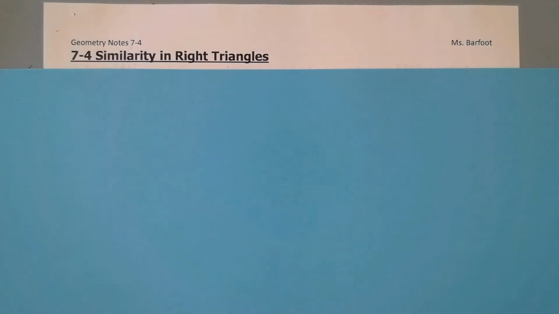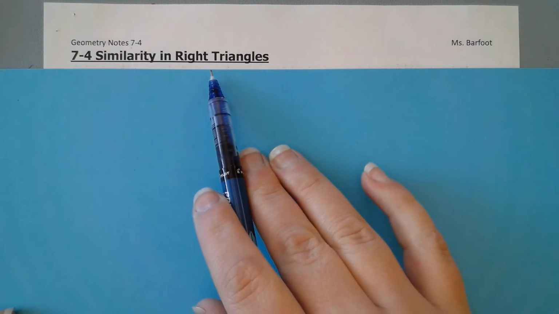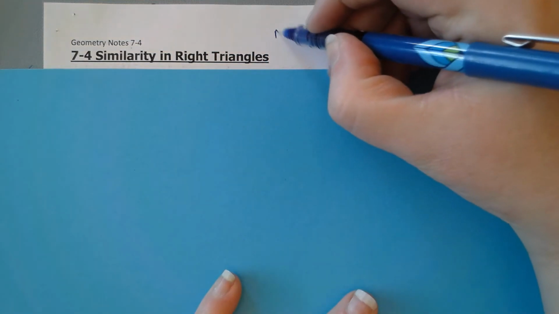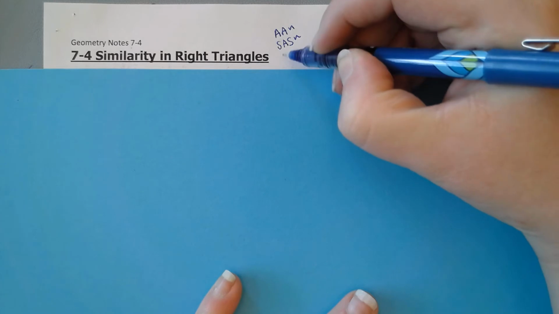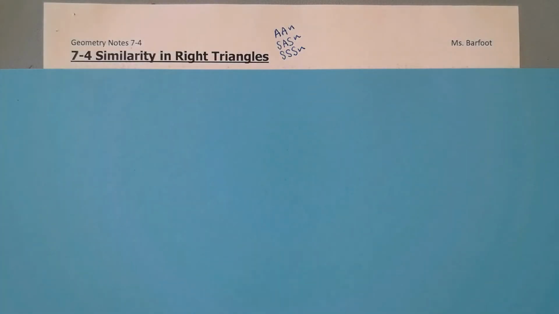Alright guys, in this lesson we're going to talk about section 7.4, which is similarity in right triangles. Now in section 7.3 we talked about similarity in normal triangles and those shortcuts, which were AA, SAS, and SSS. But today we're going to talk about what specifically happens if my triangles are right triangles. Because as we've seen before, triangles are special, right triangles are even more so.